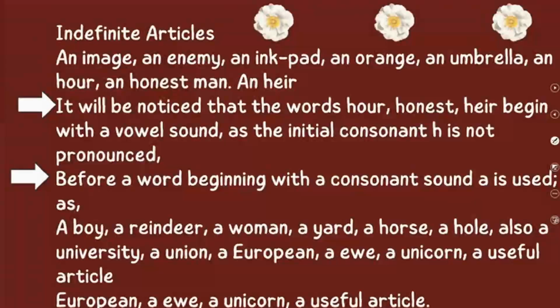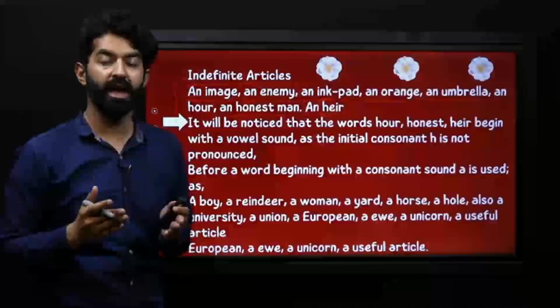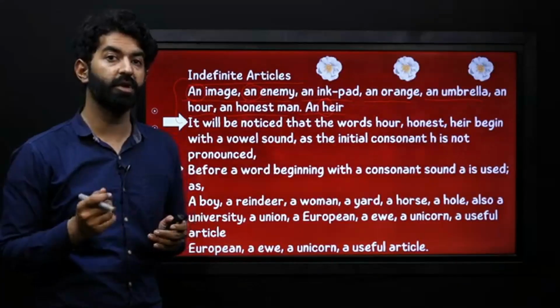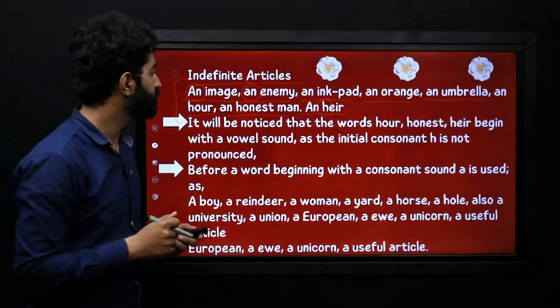Now class, indefinite articles. Let's see some examples. An image, an enemy, an ink pad, an orange, an umbrella, an hour, an honest man, an heir. So all these are using indefinite articles, and specifically "an" because they begin with a vowel. Even in the example of heir, we know that h is silent, it's giving the sound of a vowel, so that's why we used "an" before it.